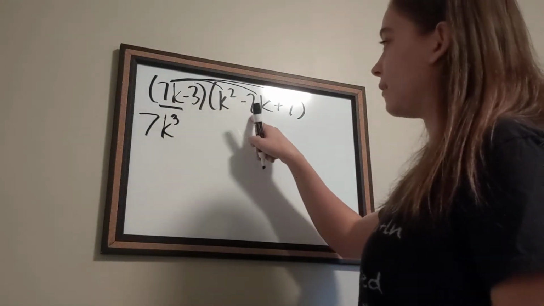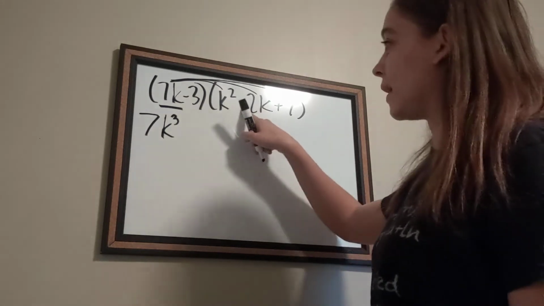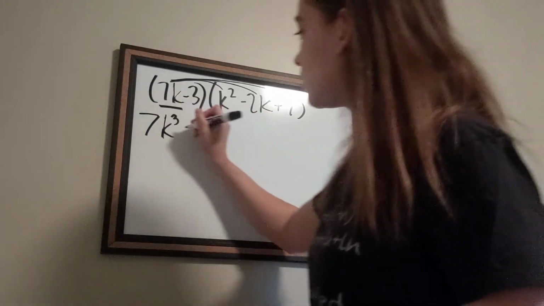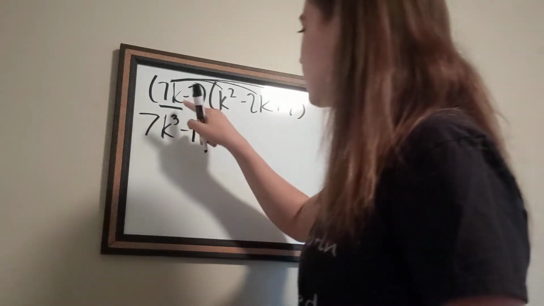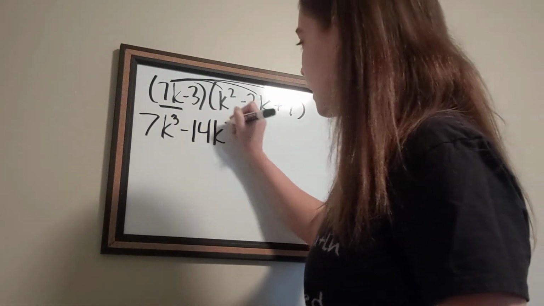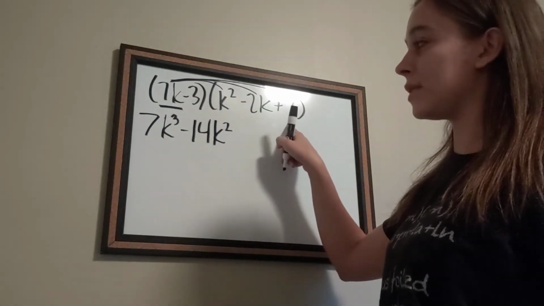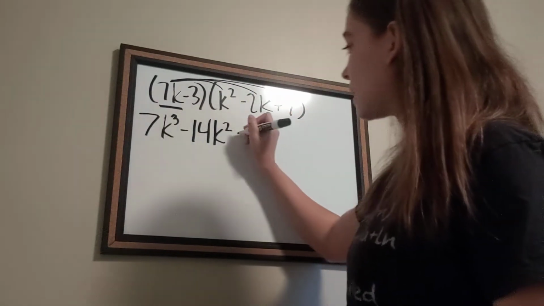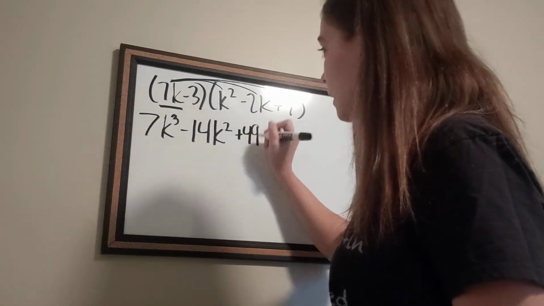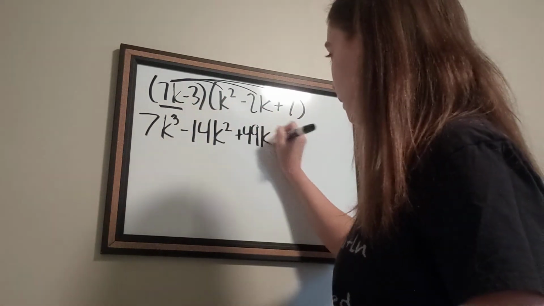7k times negative 2k. Don't forget about the minus signs. 7 times negative 2 is negative 14. K times k is k squared. Lastly, I need to multiply 7k by this positive 7 over here. 7 times 7 is positive 49, and I've got a k that I need to include.